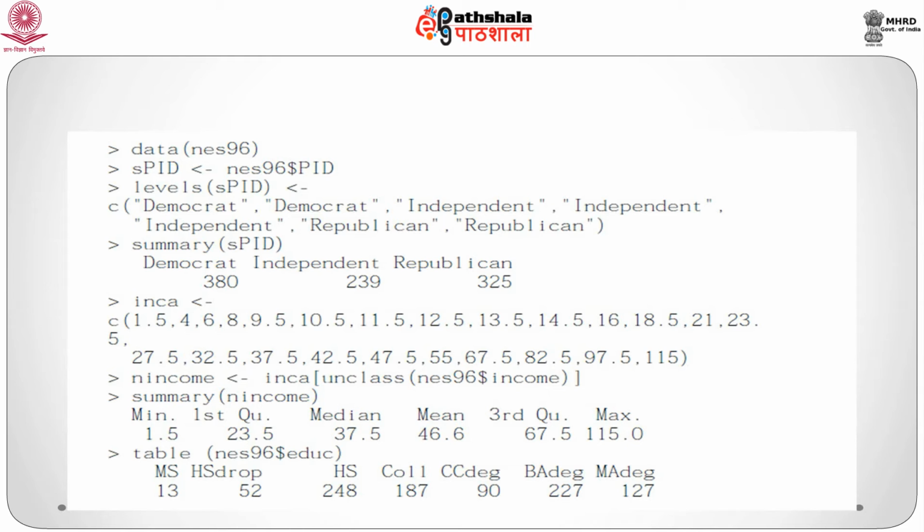So in this chunk of code, we have loaded the data and re-leveled the categories as Democrat, Independent, and Republican. The summary of the data shows that there are 380 Democrats, 239 Independents, and 325 Republicans. We use the summary on the income to get a summary of the income, and we can also look at the education of the respondents by using the table function.